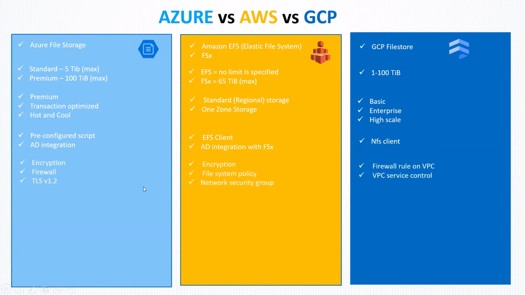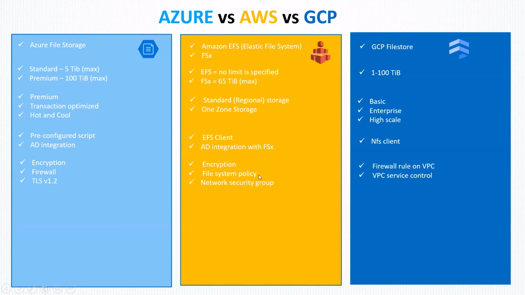Let's talk about security now. From a security standpoint, you can do encryption, which will be applied at the storage level. You can also control access through the firewall. The firewall setting will be available under the networking section. Also, you can enable TLS version 1.2 for clients. Only clients having the same version on their system can access this file storage.